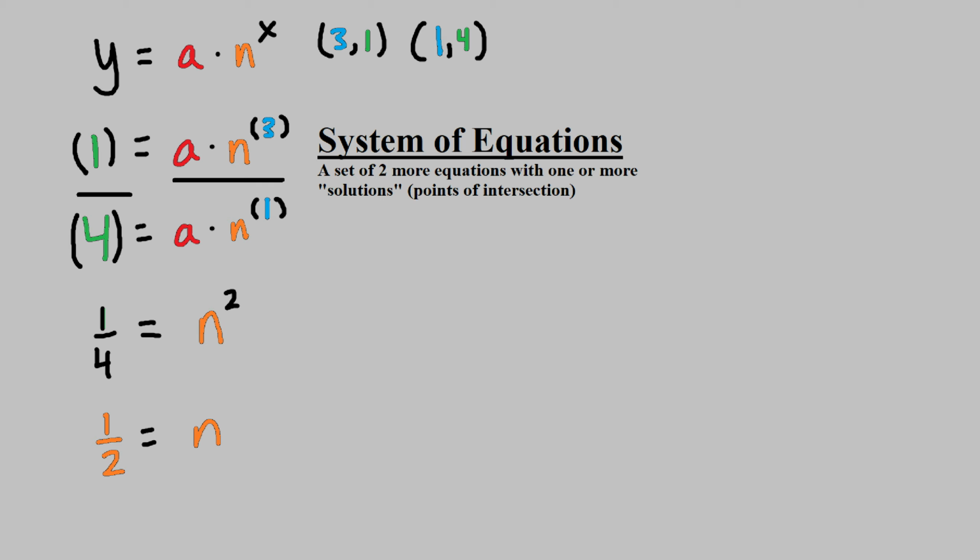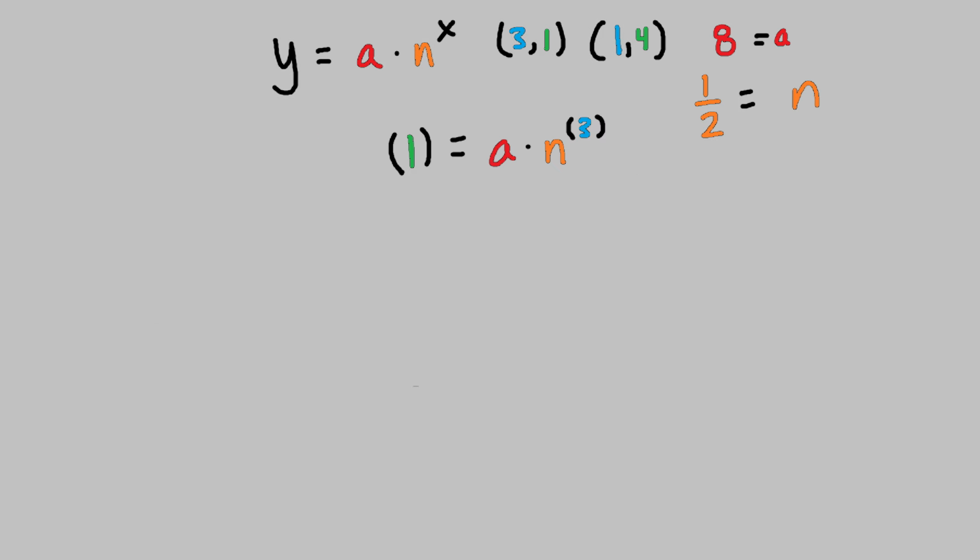We can now solve for n by square rooting both sides of the equation, leaving us with n equals 1/2. We can put this value back into either equation and calculate everything out with one of our coordinates to solve for a, which is equal to 8. We can take the coordinates out of the equation now, replacing them back with x and y, and then filling in a and n with the values we found, giving us the particular equation of the graph we're looking at.